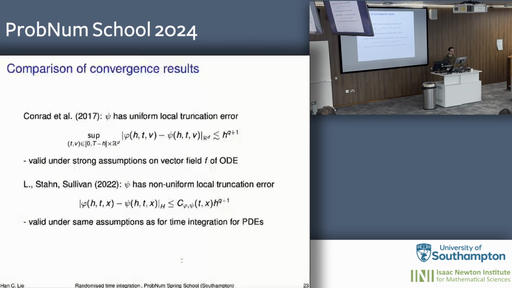So let's just compare these convergence results. Conrad et al. have a uniform local truncation error that's valid under strong assumptions on the vector field. And this recent work places less strong assumptions on the numerical method. And this is important because typically time integration for PDEs is really much harder than the finite dimensional case.